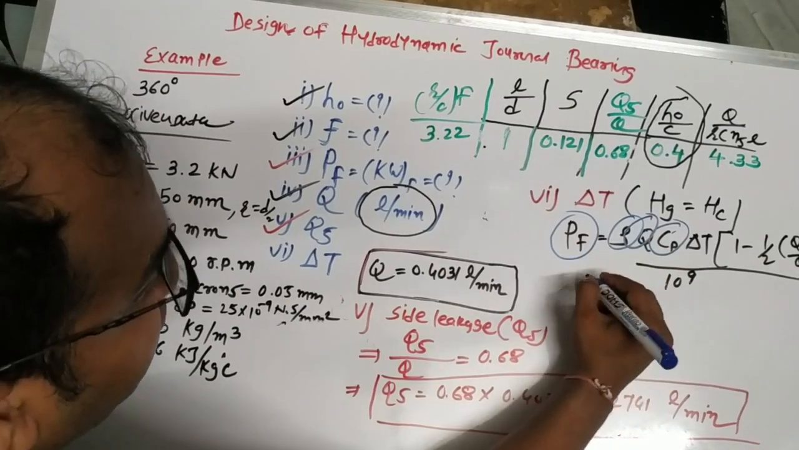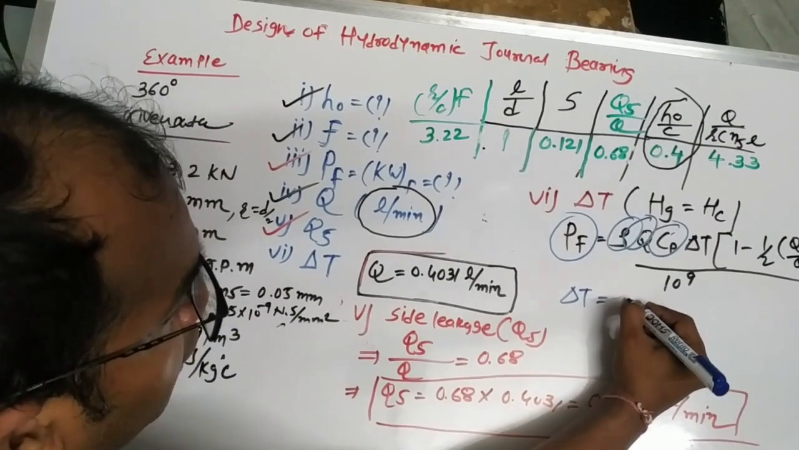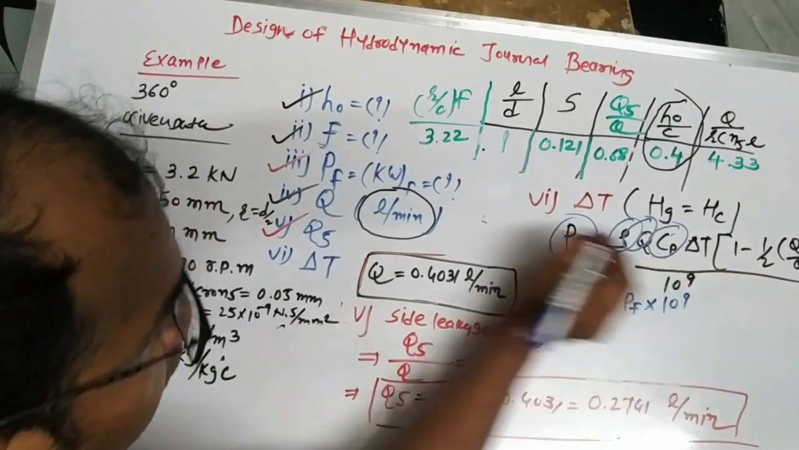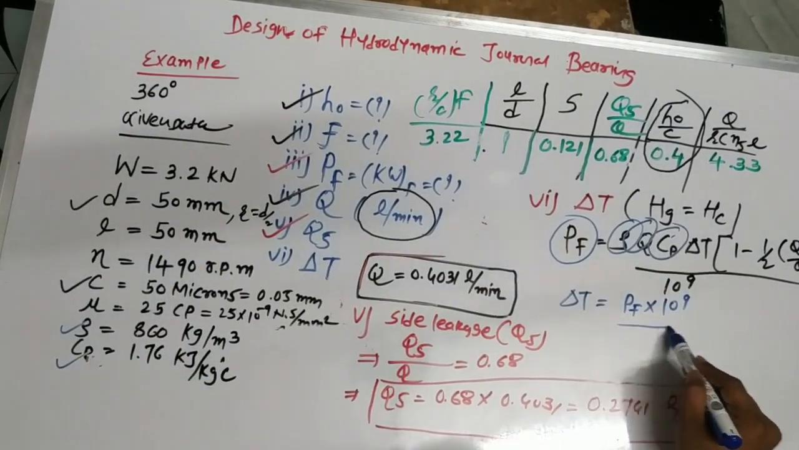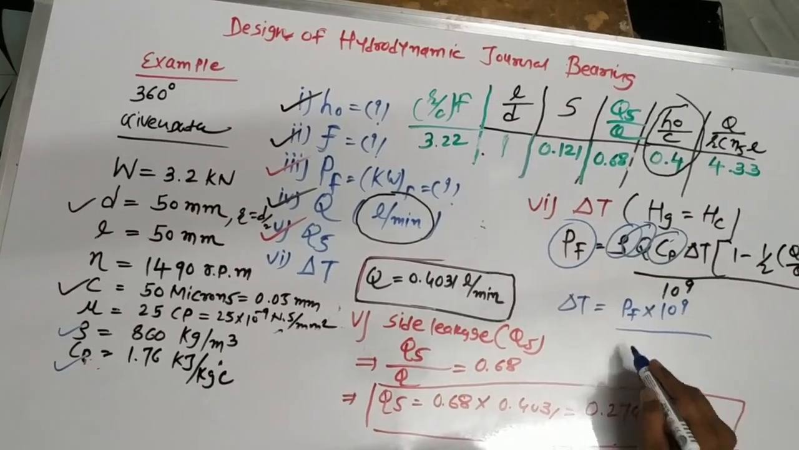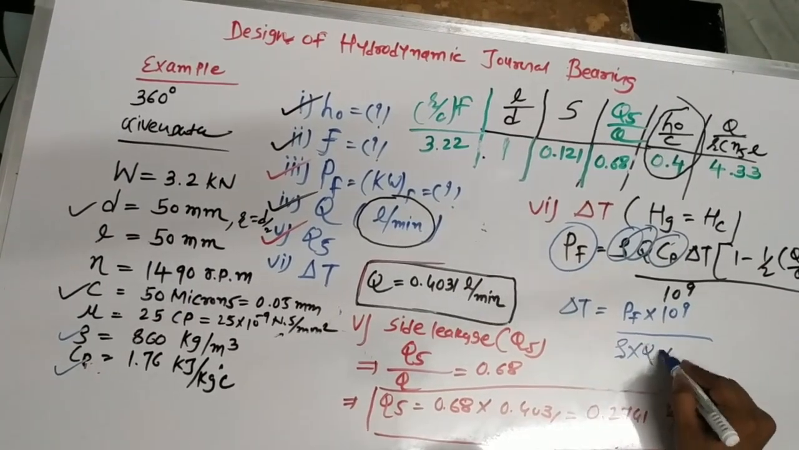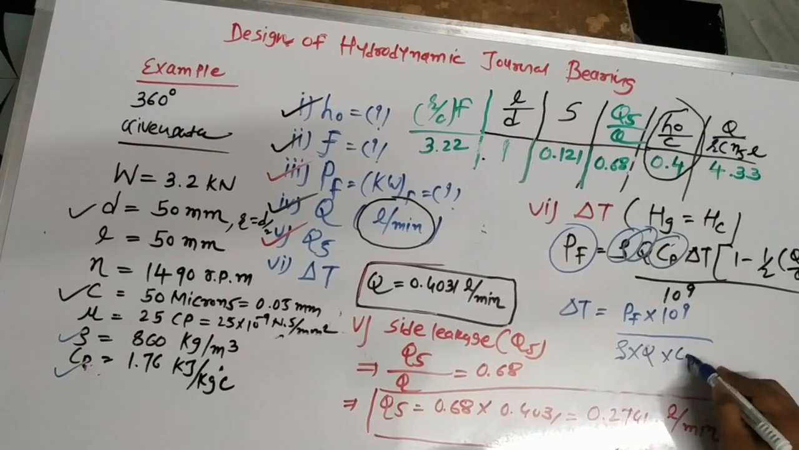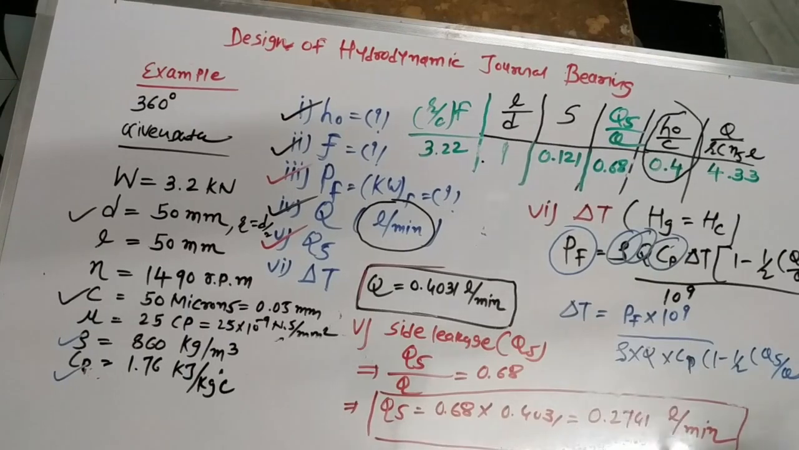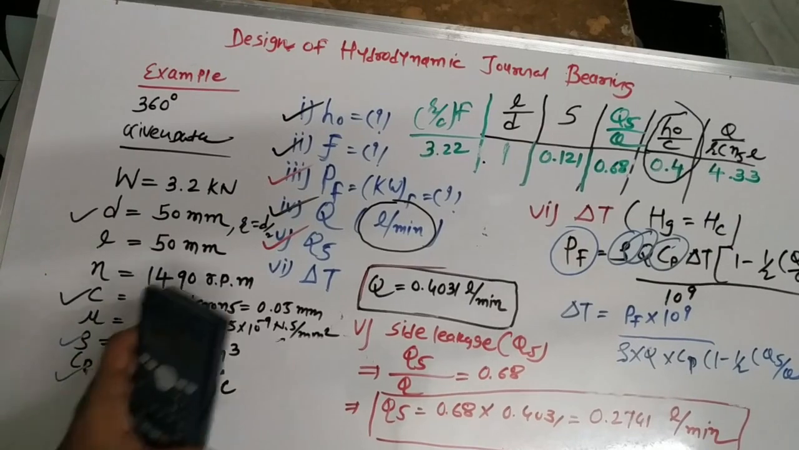So let me simplify it more so we can have the proper answer. Delta T equals Pf into 10 raised to 9, divided by rho into Q into Cp into (1 minus 1/2 QS by Q). So that is the simplified form of that. Let us do it once again, right?